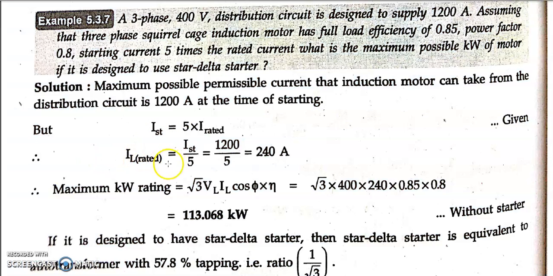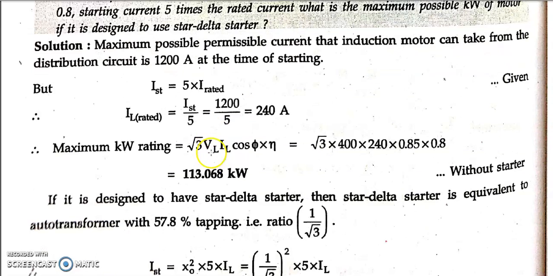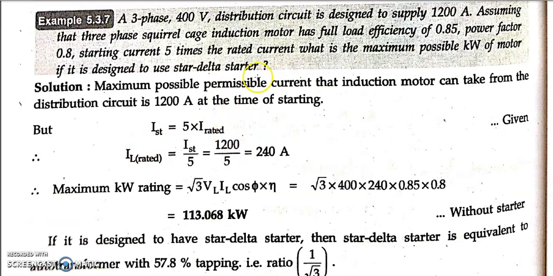Now to calculate the rated current IL, I can just divide the starting current by 5. So let us assume that the starting current would reach 1200 ampere. So 1200 ampere by 5 will give me 240 ampere. So the rated current is around 240 ampere. And at start the current will be 1200 ampere, which is 5 times that of 240 ampere, right? Now we need to calculate the maximum possible kilowatt of the motor, right?